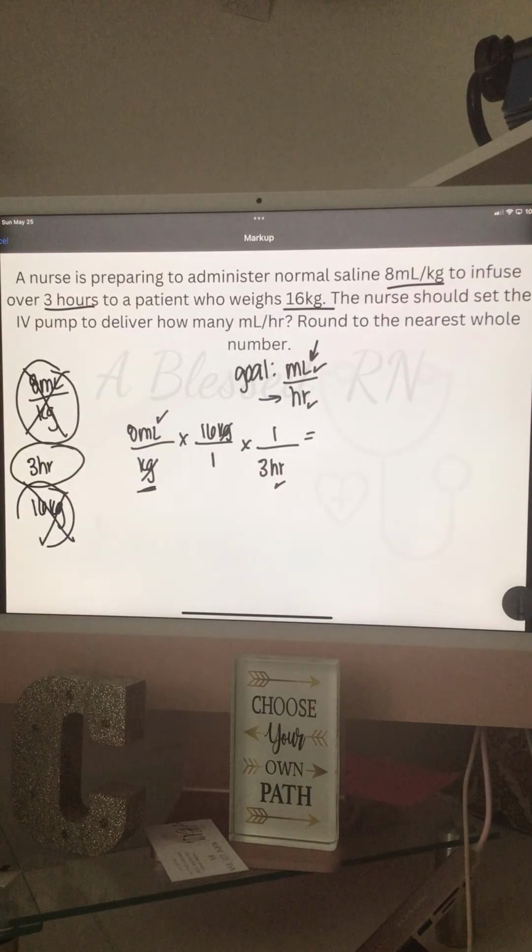ED and dialysis. Oh my gosh, I love dialysis. I didn't do dialysis, but I was a nephrology nurse.